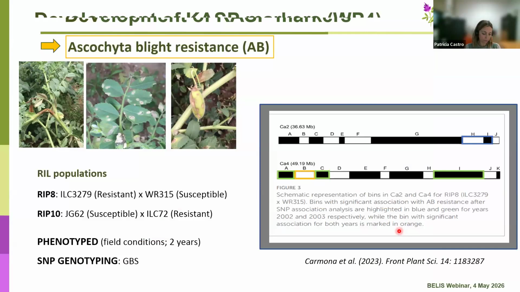To develop those markers, we used 2 real populations segregating for this trait, and these populations were phenotyped in the field over 2 years, and also genotyped using GBS. By association analysis, we identified 4 genomic regions associated with the resistance located on chromosomes 2 and 4, and these results have been published in the study shown here, in case you are interested in more details.